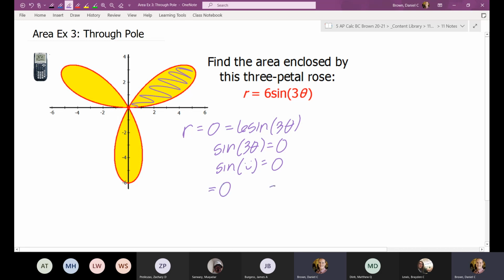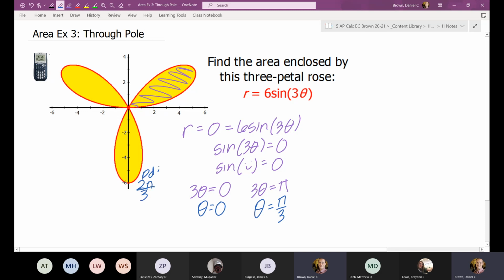Sine is equal to 0 at 0 and pi. But we're going to set 3 theta equal to that. So I get theta is equal to 0, theta is equal to pi over 3. I will say we can technically stop here, which is nice. But if we want to keep finding polar intersections, what do we need to do to each of those answers? Add 2 pi over b. So the period of this graph is 2 pi over 3.